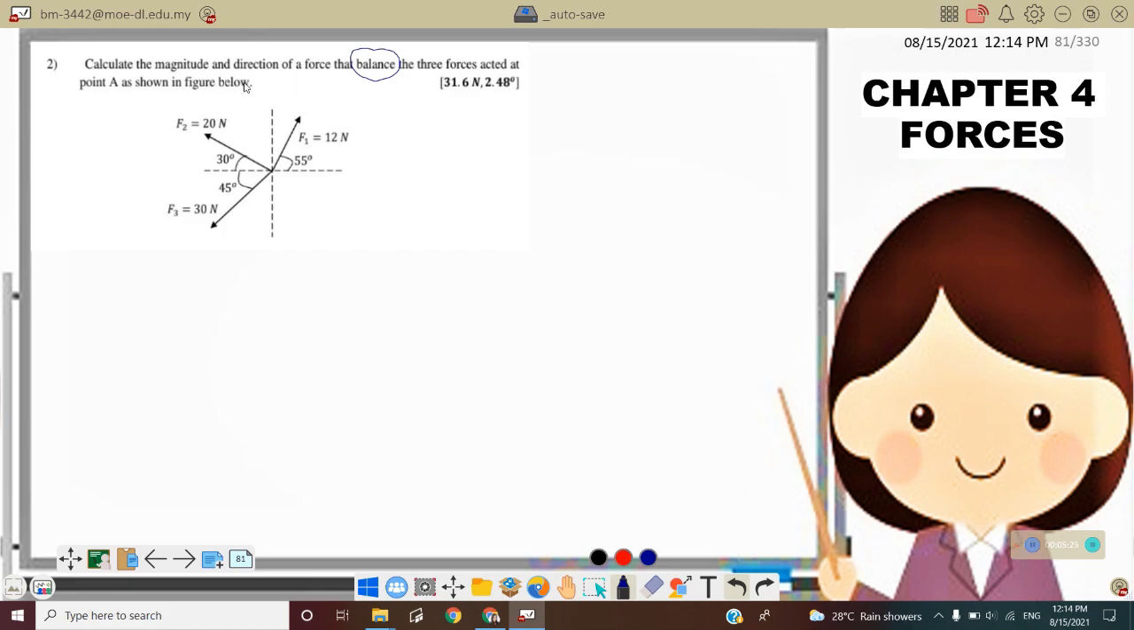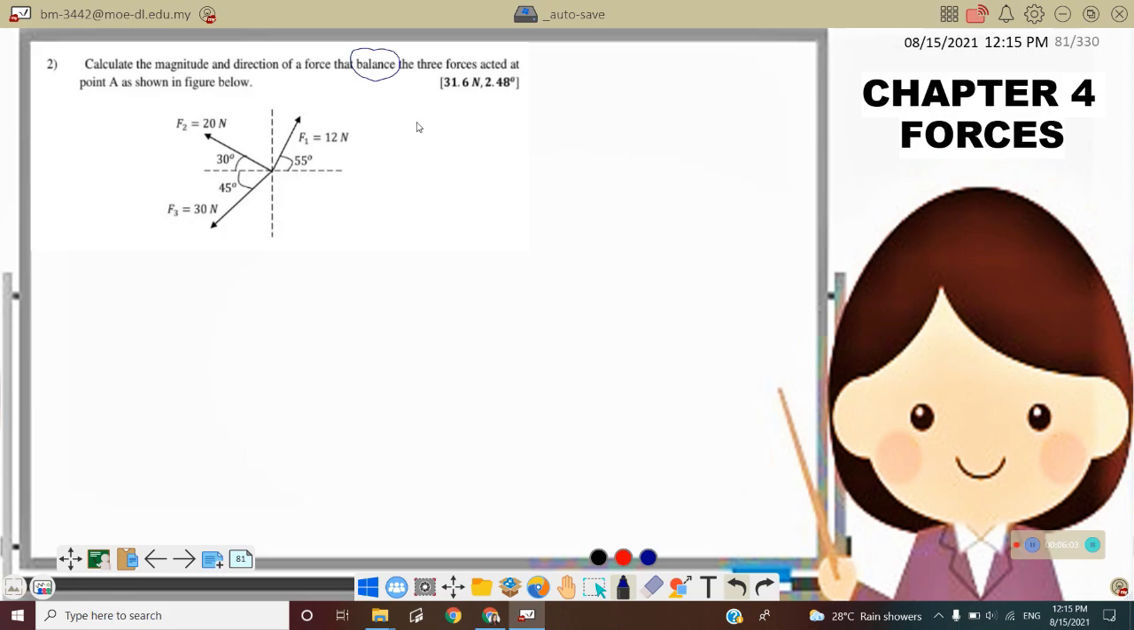Okay, so we want to calculate the magnitude and direction of a force that balances three forces acting at point A as shown. Meaning that these three forces actually are not balanced, so we need to add another extra force. Kita perlu tambah extra force supaya dia seimbang, in order to balance the three forces. But we don't know where we should put it, so we just assume that it is F. Here we need to resolve it into components. Here we already have 1, 2, 3, 4. So we need to find the extra F to balance these three forces.